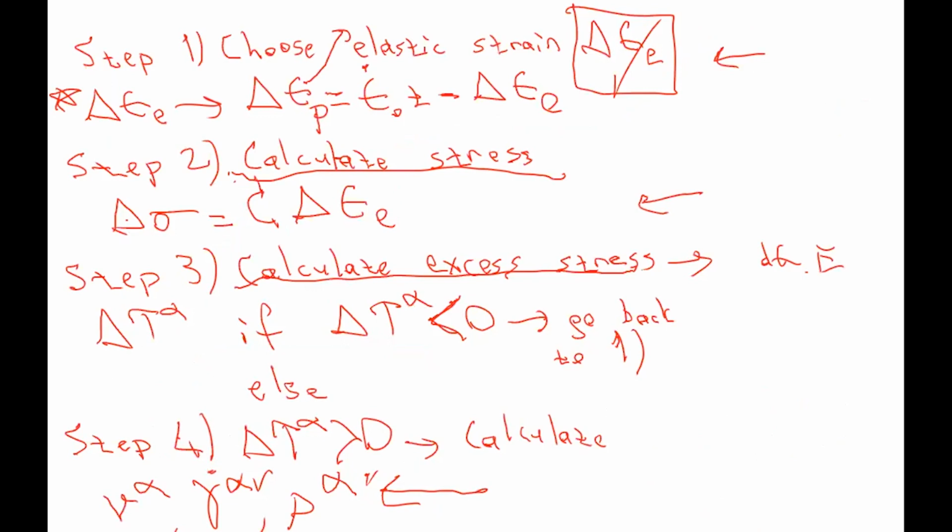But that is the procedure that you need to follow in crystal plasticity. Basically, you just choose one elastic strain, you calculate stress, then you calculate the excess stress. If it is less than 0, you're in the elastic range. You just need to go back to step number 1. If your excess stress is greater than 0, you need to calculate your velocity of dislocation, the dislocation density, and shear rate. Once you know your shear rate and dislocation density, you can calculate your basically plastic strain.